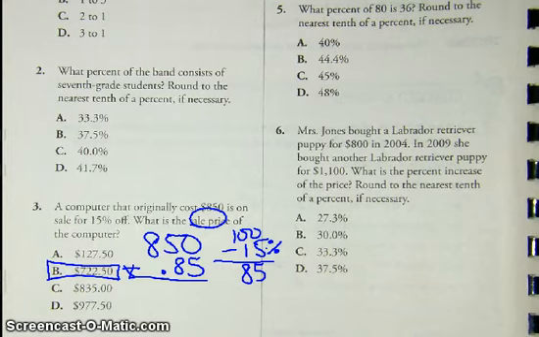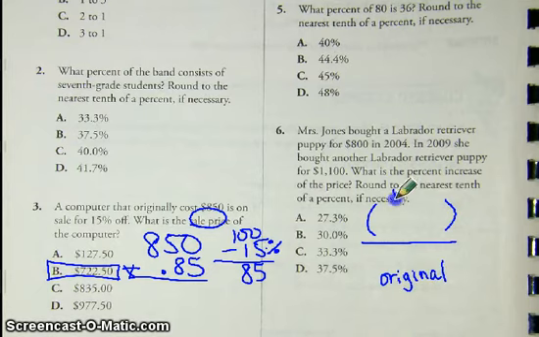Number 6, Mrs. Jones bought a Labrador Retriever puppy for $800 in 2004. In 2009, she bought another Labrador Retriever puppy for $1,100. What is the percent increase of the price? Round to the nearest tenth of percent if necessary. This is where we find the difference over the original, and then we're going to change that into a percent out of 100.